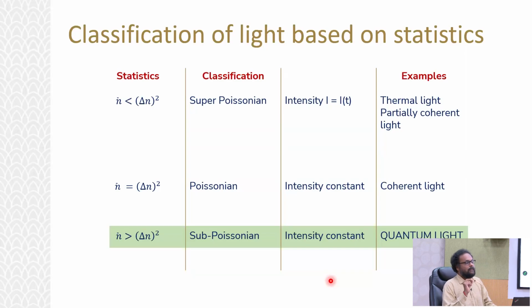Now there is one form of light where your variance drops substantially. Variance is much smaller than the mean value. Now it so happens this form of sub-Poissonian distribution cannot be explained with classical electromagnetics. We have to use the quantized electromagnetic field. I'm not going to show why and how, but this is what we refer to as quantum light.